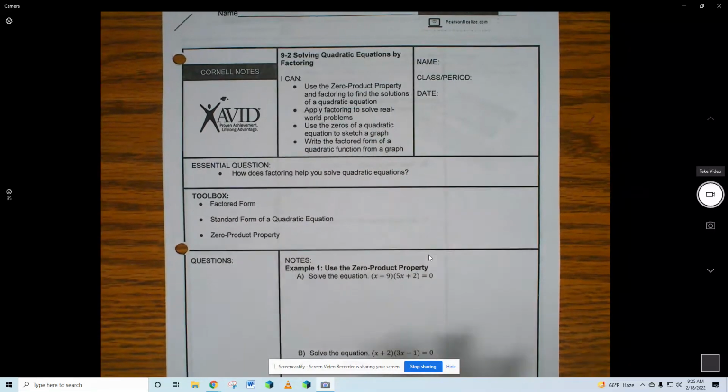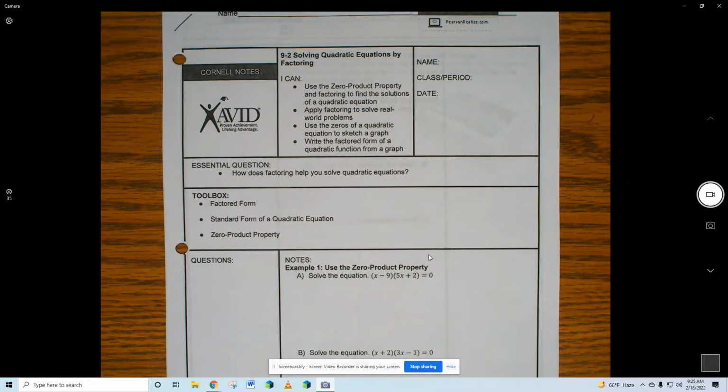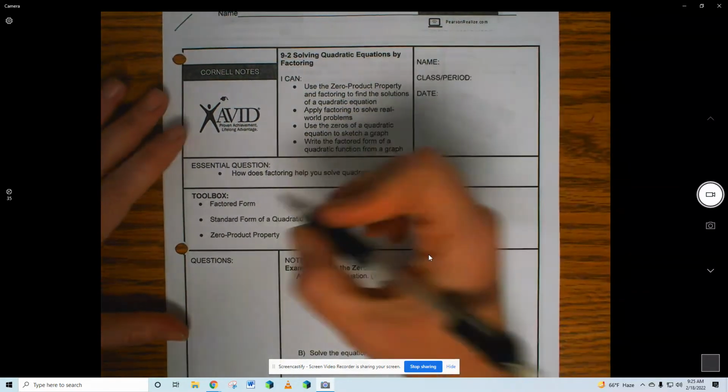We are in chapter 9. 9.1, what we did the past 2 days was we looked at a parabola and we decided how many times does it hit the x-axis, and then those are called the solutions of the quadratic. Today we are doing solutions, but it's a lot easier because our solutions are going to be found by factoring. A factored form would be 2 parentheses.